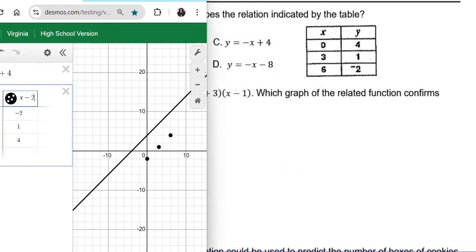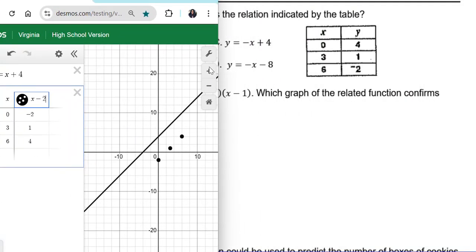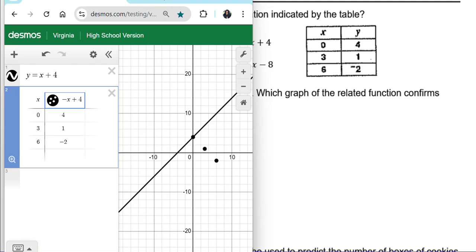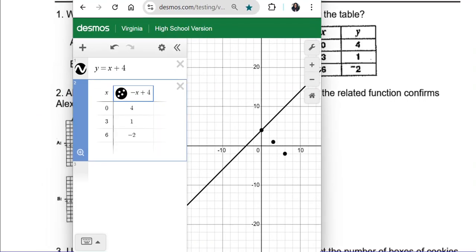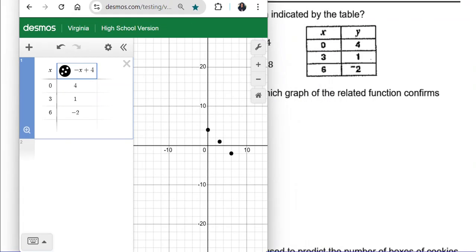Let me try C, which is negative x plus 4. I think that's the one. Okay, C is negative x plus 4, and then it gives me the table right there.